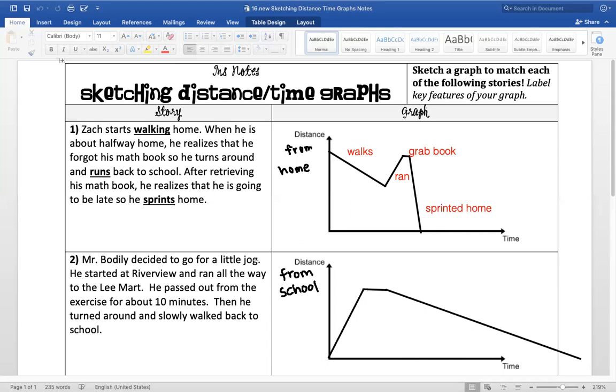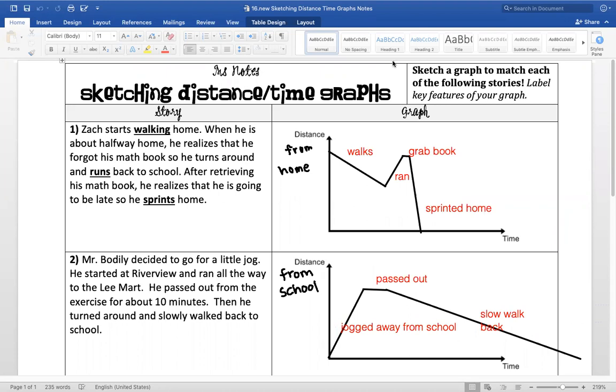So what this shows is Mr. Bodily jogged, then he passed out at the top, and then he slowly walked back. So I'm going to put my labels in here. Jogged, away from school. Up here, we're going to say that he passed out. And then over here on this side, we are going to say slow walk back. There we go. That is what Mr. Bodily did on this one.